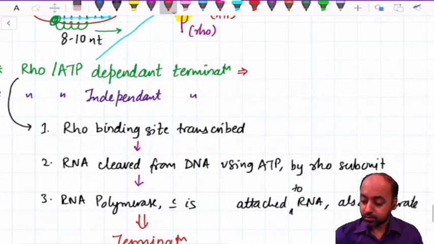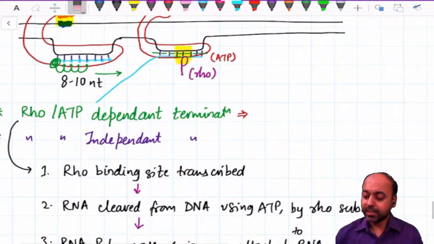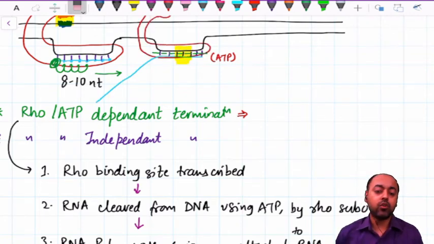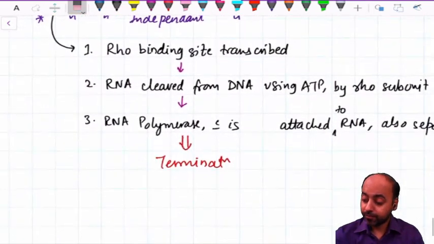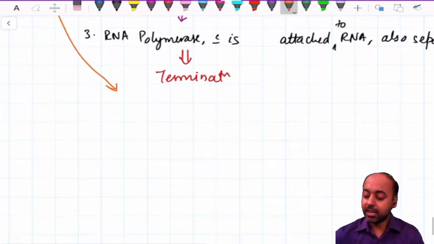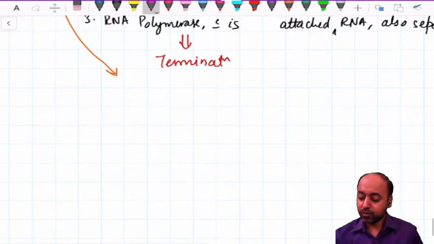All right, so now we go to the second category, that is the rho or ATP independent termination. The condition for the rho or ATP independent termination is slightly different. Here, two very critical conditions have to be fulfilled.